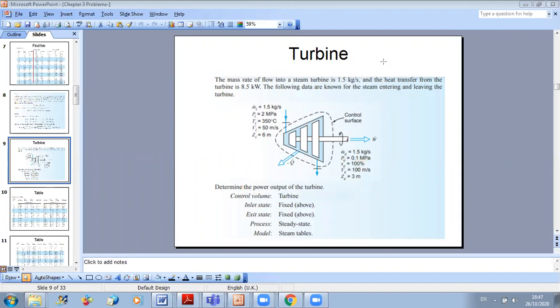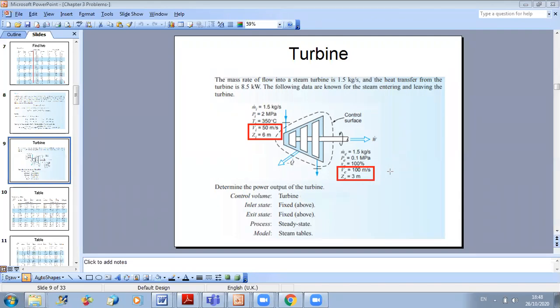Here, as I told you, if they give you information about kinetic energy and potential energy, you should use them. So here, as you can see in the given, you have m dot inlet, you have the pressure, you have the temperature, but also they gave you velocity and elevation. The same for the exit. So when they give you the values, it's true that they might be negligible compared to H, and we will see in the calculation that they will be negligible. But because they gave us this information, we should use them.